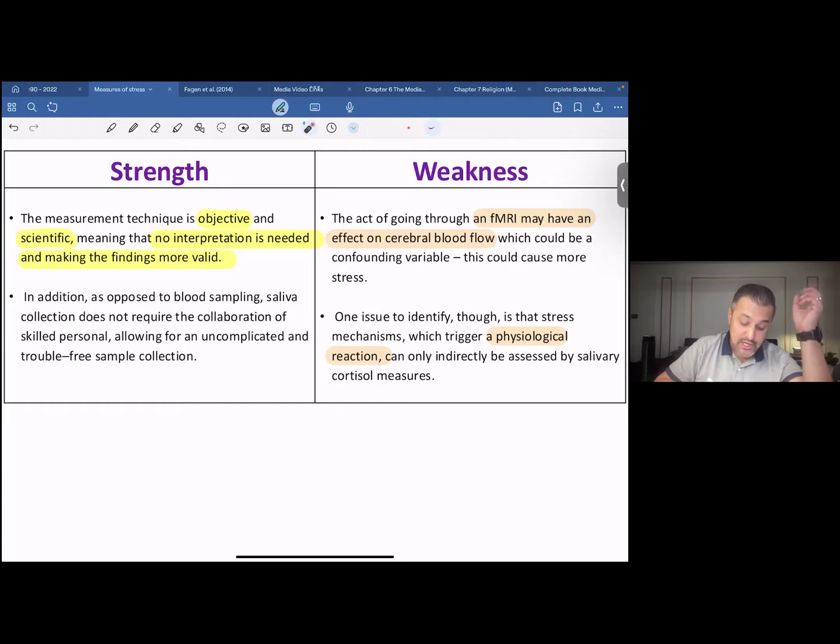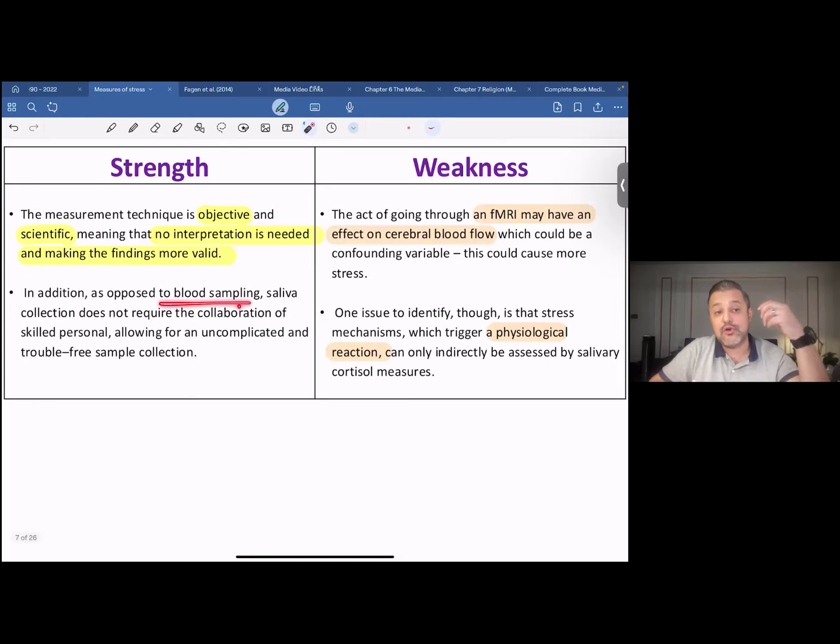The second advantage, in addition, as opposed to a blood sample or a urine sample, if you talk about measuring stress through cortisol levels, that is by using your saliva sample, that is relatively convenient, that causes less discomfort as compared to using blood samples, that is invasive, and urine samples, that's of course not everyone would be comfortable with that. So in addition, as opposed to blood samples, saliva sample collection does not require the collaboration of a skilled person, allowing for an uncomplicated and trouble-free sample collection.